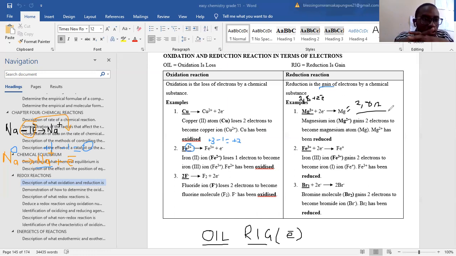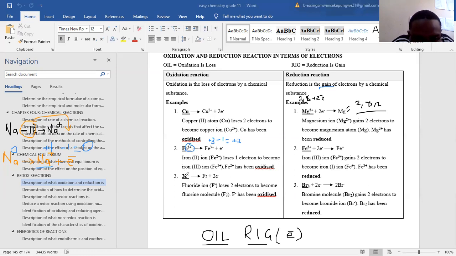the key thing to take note of here is oxidation in terms of electrons is a loss. Reduction in terms of electrons is a gain. So a nonmetal can gain, a nonmetal can lose. That is just chemistry. It's just the loss, the transfer, the gain that basically defines what we are calling oxidation and reduction. I hope that is clear.